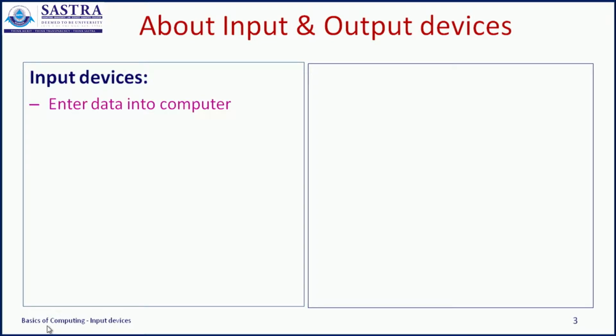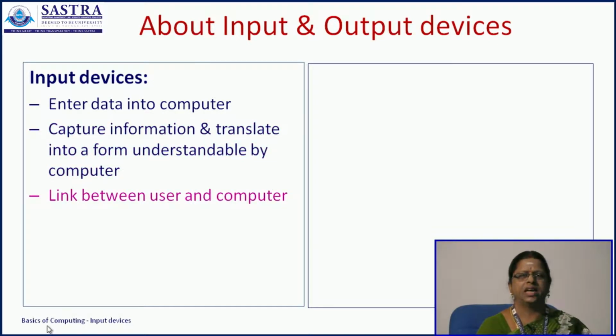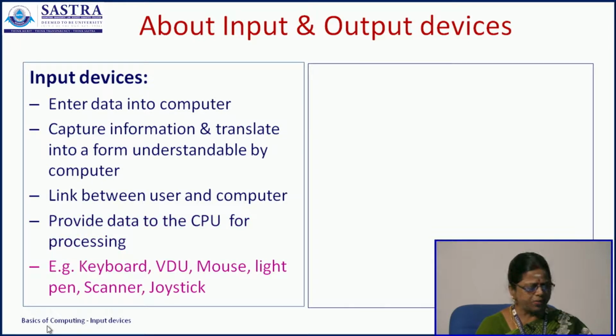Input devices help us in entering data to the computer. They capture information and translate it into a form understandable by the computer. Hence, we say that it is a link between the user and the computer. It provides data to the CPU for processing. Examples of input devices are keyboard, VDU, which is the visual display unit, mouse, light pen, scanner, and joystick.